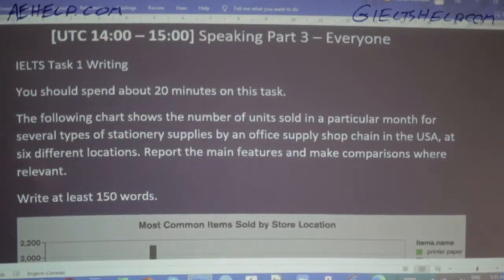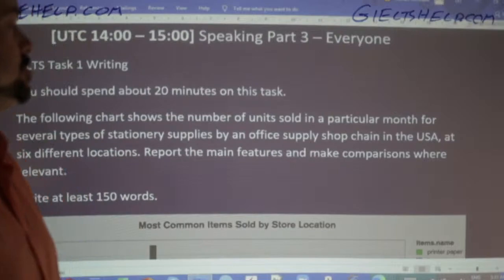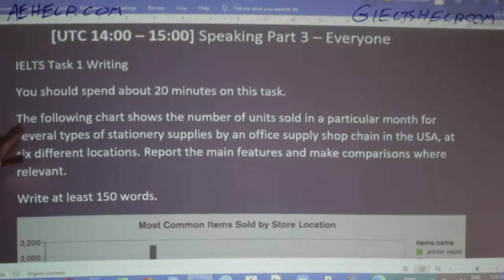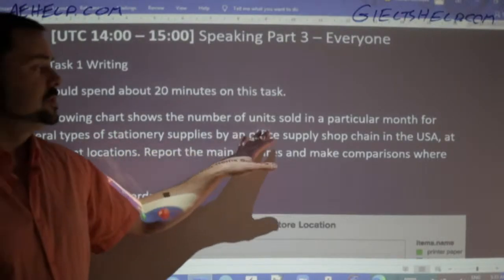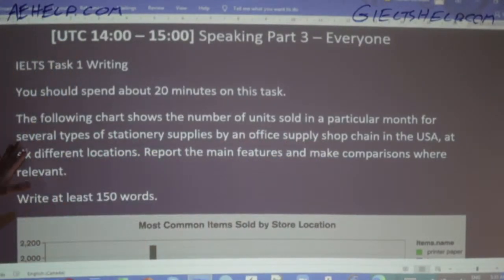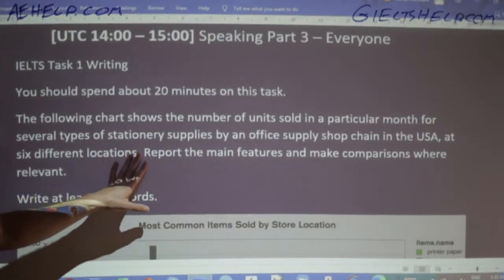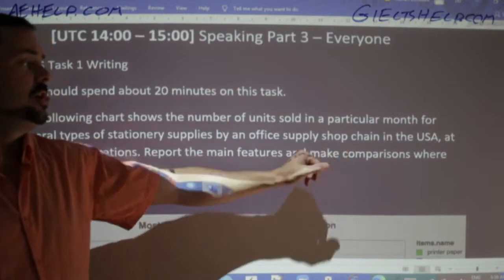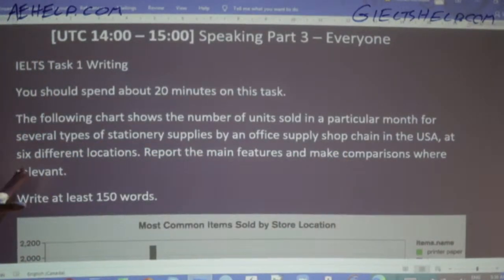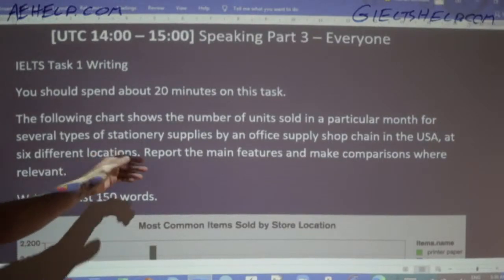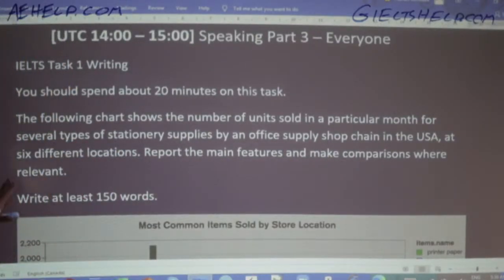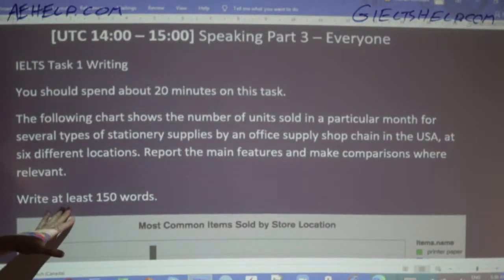Okay, so here we go. Let's look at this Task 1 writing question. Let's read this carefully. IELTS Task 1 writing. You should spend about 20 minutes on this task. The following chart shows the number of units sold in a particular month for several types of stationery supplies by an office supply shop chain in the USA at 6 different locations. Report the main features and make comparisons where relevant. Write at least 150 words.